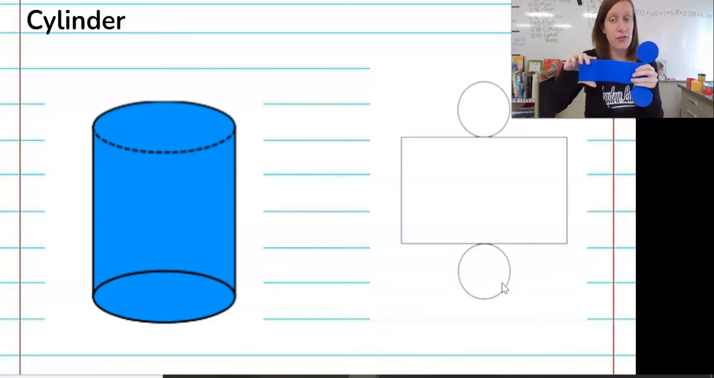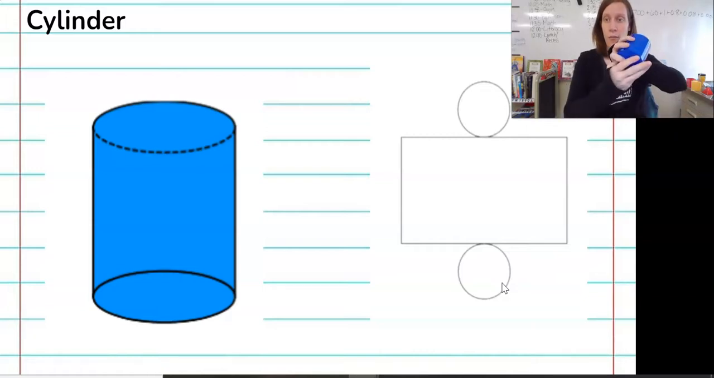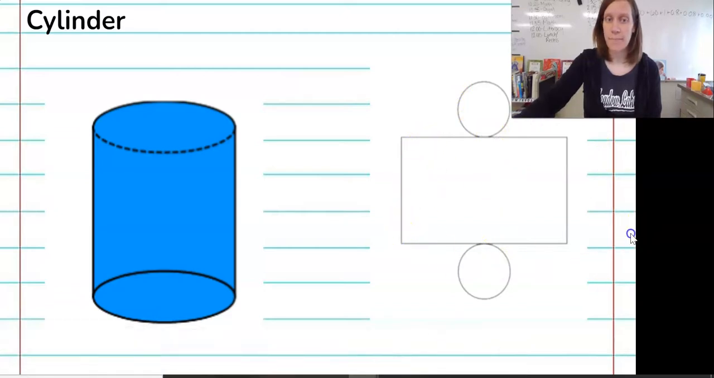The only thing they need to make sure is that the two circles are on the long side of the rectangle, because the rectangle has to be long enough to wrap around so that it covers both the circular bases. So this is what the net of a cylinder looks like. Two circular bases and one long rectangle that wraps around them.